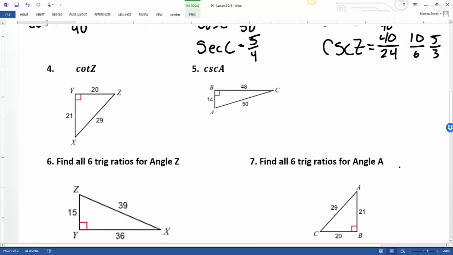Cotangent, so again, that relates to tangent. So that's opposite over adjacent. So that's going to be 21 over 20, but then flip it.